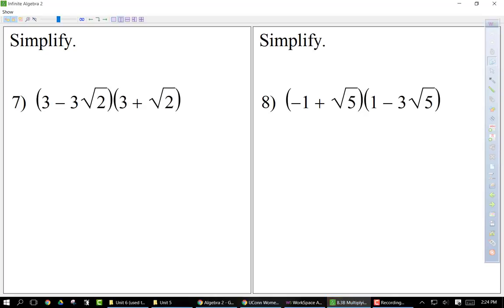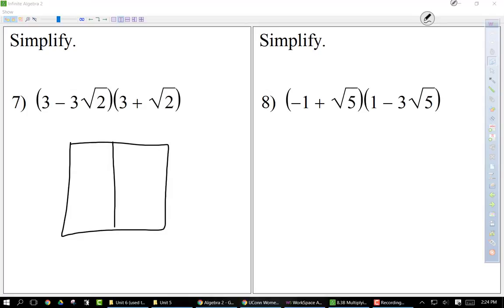Okay, here we go. Let's do a box for number 7, and a box for number 8. How do I know I'm doing a box? Remember, this is a binomial and a binomial. Some of you might do FOIL, and that's okay. Some of you might do the distributive property, and that's okay too. I like to do a box because it's very visual, but whichever floats your boat. So 3 minus 3 root 2, and 3 root 2 plus root 2, right?